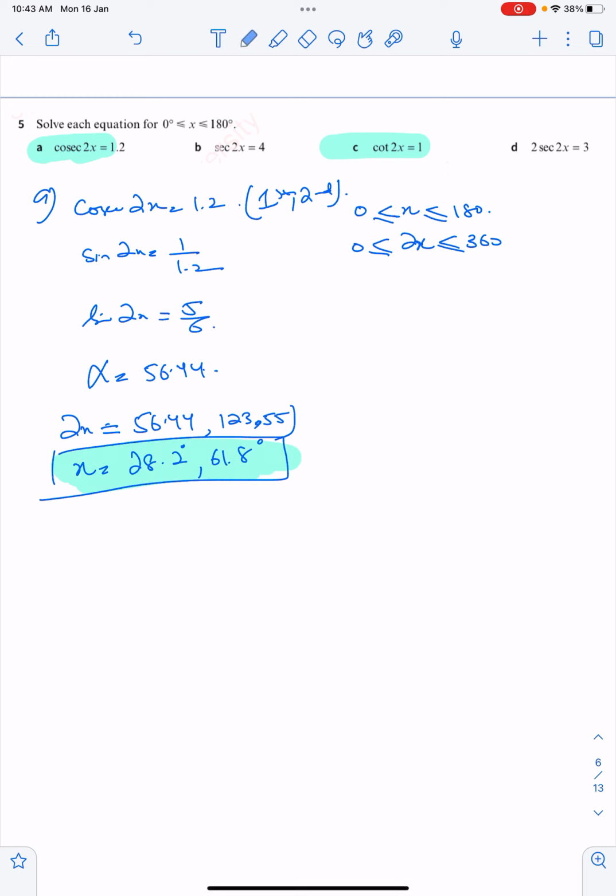Okay, I'm doing the third, C part now. It says cot of 2x equals 1.